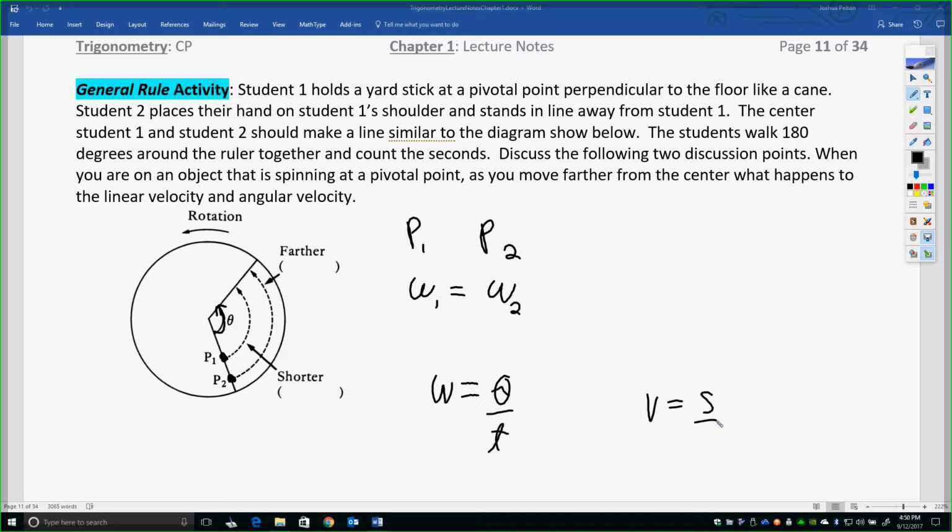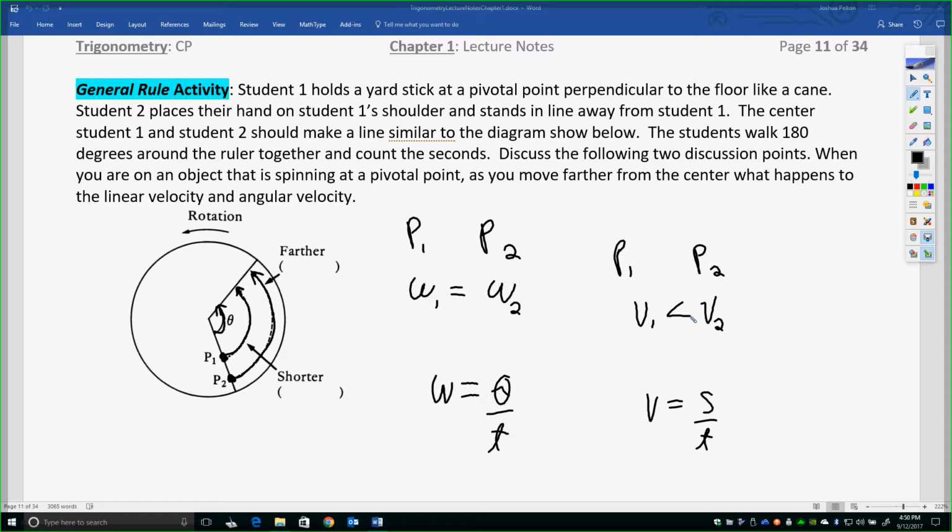V equals the distance they traveled over time for person 1 and person 2. Well, the distance traveled for person 2 is clearly much longer than the distance traveled for person 1. Person 2 had to walk longer. They walked the same amount of time, but person 2 had to walk longer. So therefore, person 2 has more distance over the same amount of time. Therefore, in this case, the velocities are not equal. In fact, the velocity for person 2 is more, and they had to travel faster.